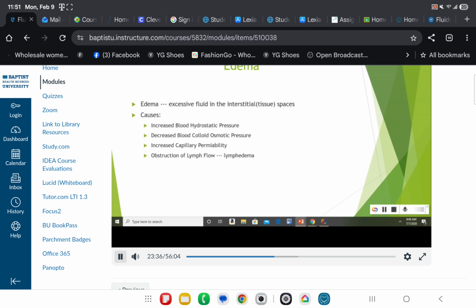And then we have obstruction of lymph flow. Anything that can block the actual lymph channels or the lymph vessels. So when those lymph vessels are blocked, the lymph fluid cannot flow through them freely, and it leads to a type of edema that's called lymphedema. And so with the blockage in the lymph vessels, they cannot reabsorb the fluid, so any fluid that's left there stays in that tissue space, and it causes edema to happen.